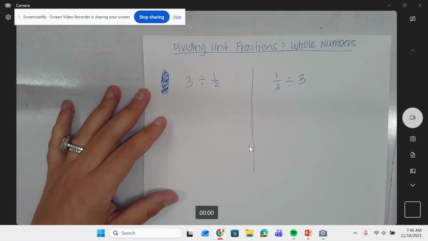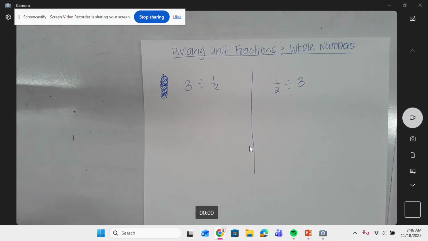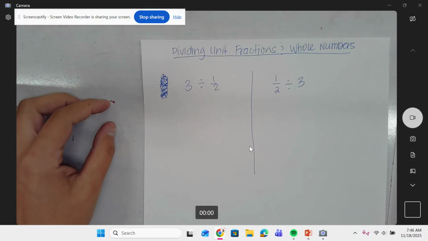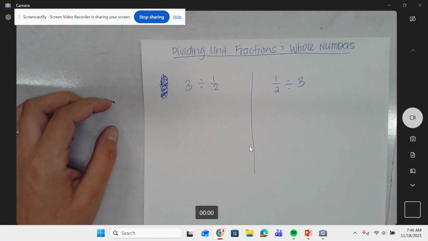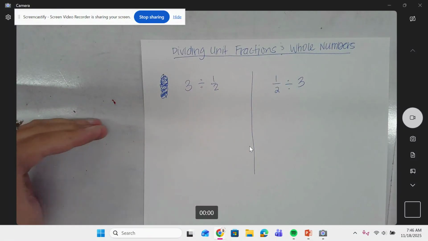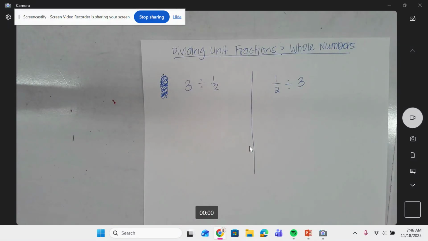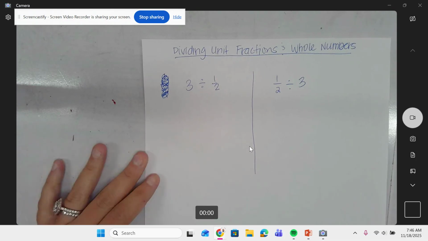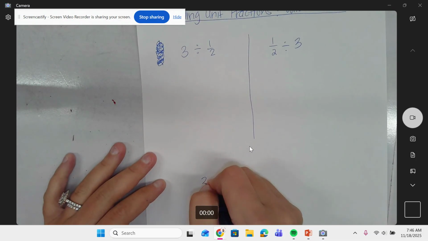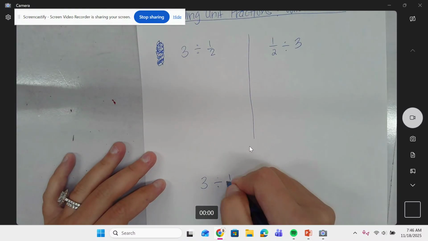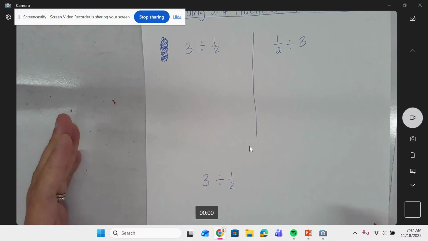Alrighty. So moving on to the next skill that was in their extra credit assignment is dividing unit fractions and whole numbers. And this, I think, is where lots of kids are confused. And the reason they're confused is because they don't really understand what's happening. What I want to caution you against doing, though, is teaching them the keep, change, flip. They're going to learn that in 6th grade.